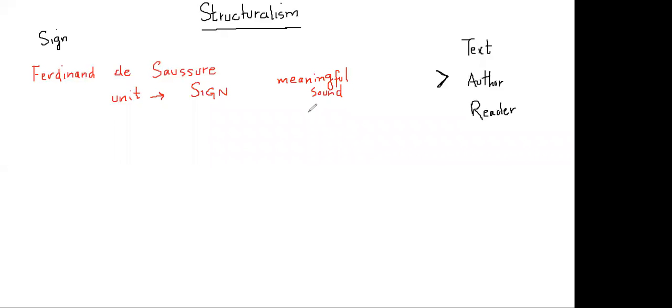Or any meaningful combination of sounds that you see together is a sign. What you see is a word, but what you hear is something else. It's called a phone. Phone means it has a sound. Now, a sign is divided into two parts, a signified and a signifier.